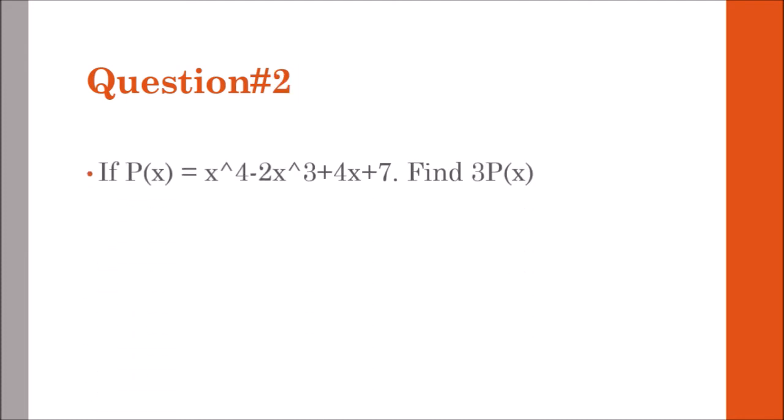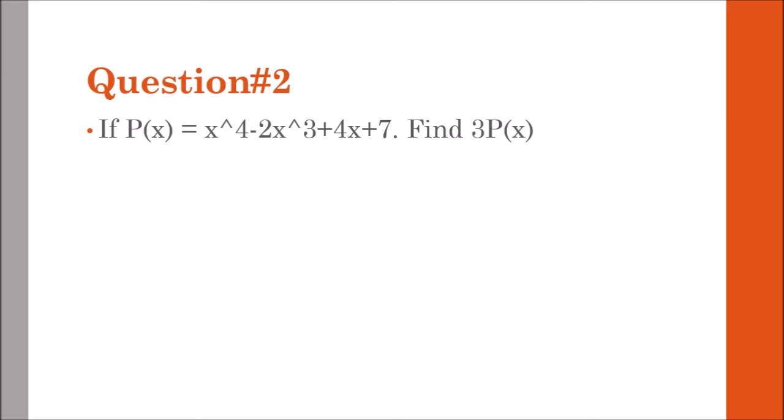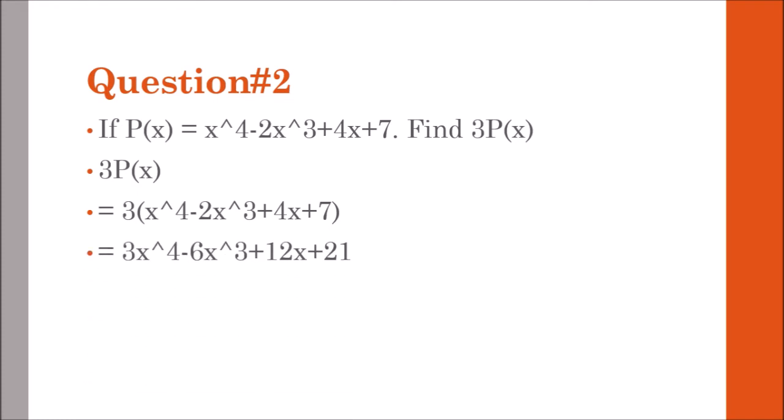Next question. If p(x) equals x to the power of 4 minus 2x to the power of 3 plus 4x plus 7, find 3p(x). Okay, for this question we need to multiply this polynomial with 3, and when we multiply this polynomial with 3, we are finding 3x to the power of 4 minus 6x to the power of 3 plus 12x plus 21.